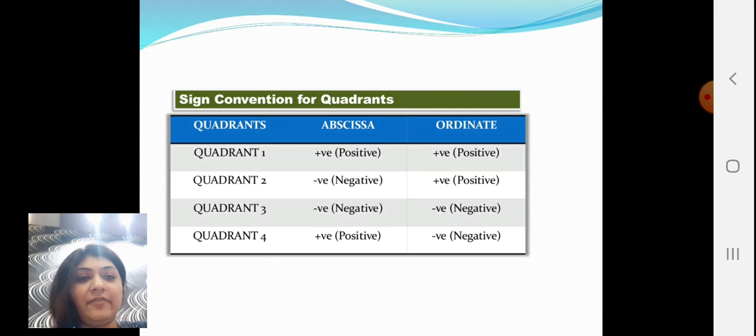Now the sign convention for the quadrants. In quadrant 1, abscissa is going to be positive, ordinate will be positive. Quadrant 2, abscissa negative, ordinate positive. Quadrant 3, abscissa negative, ordinate negative. Quadrant 4, abscissa is going to be positive and ordinate will be negative.